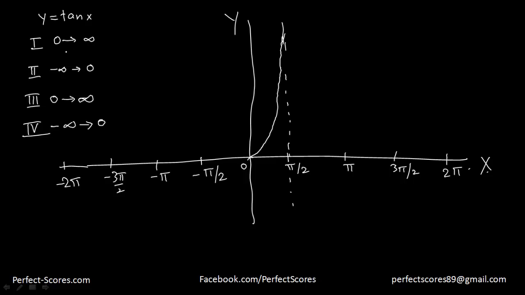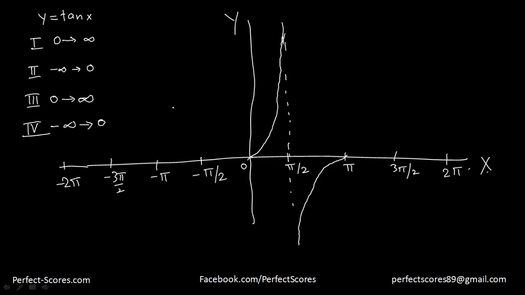In the second quadrant, that is from pi by 2 all the way to pi, it's going to come out from negative infinity, and it's going to touch the value 0 when it hits pi. So it goes from negative infinity and touches pi here. That is what happens in the second quadrant.